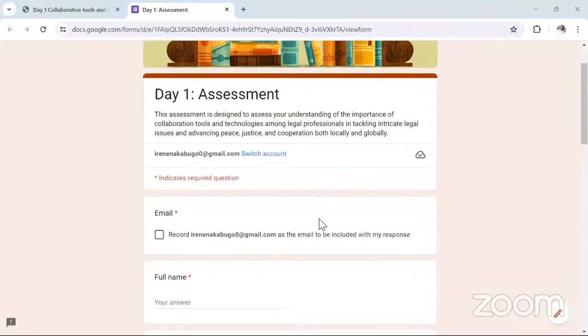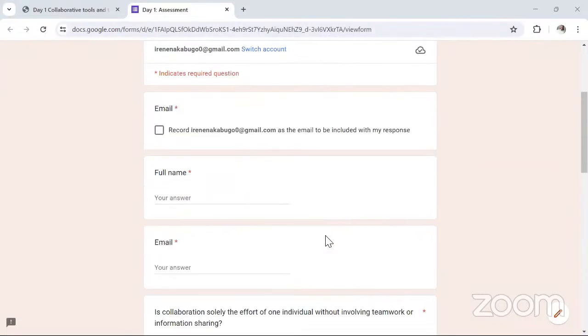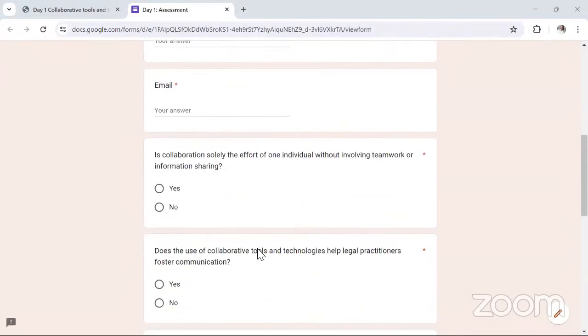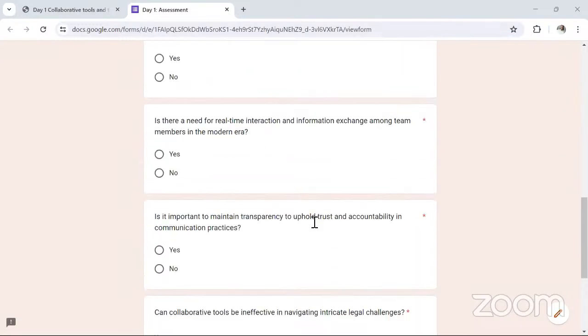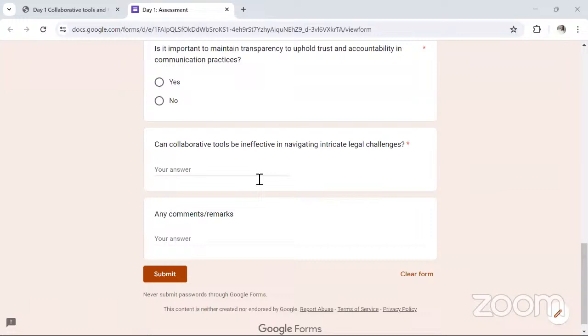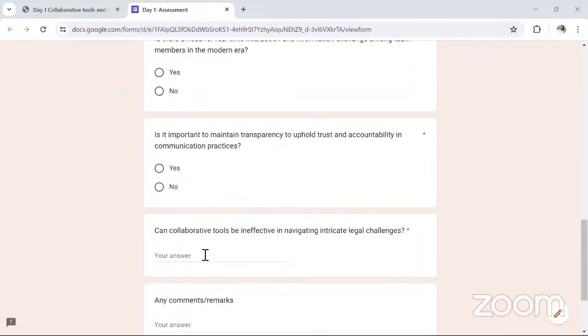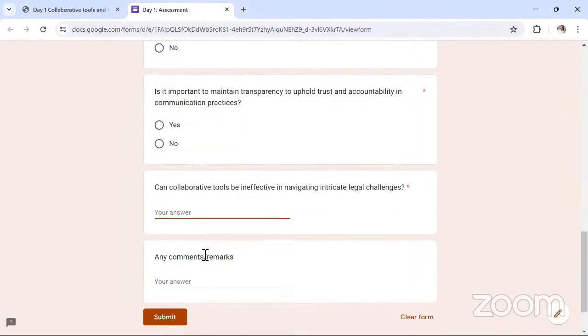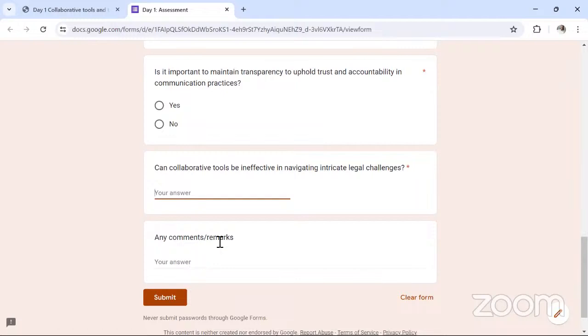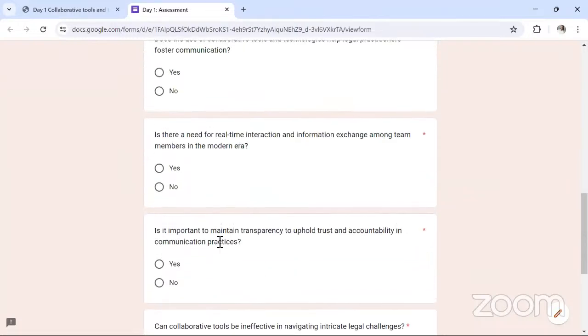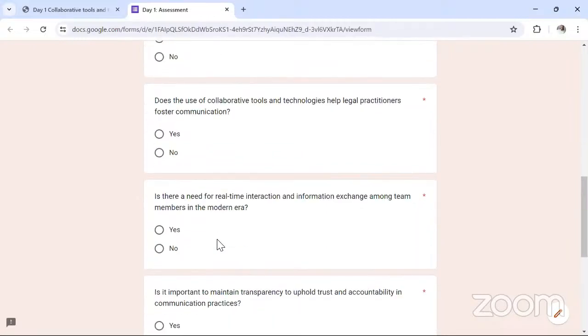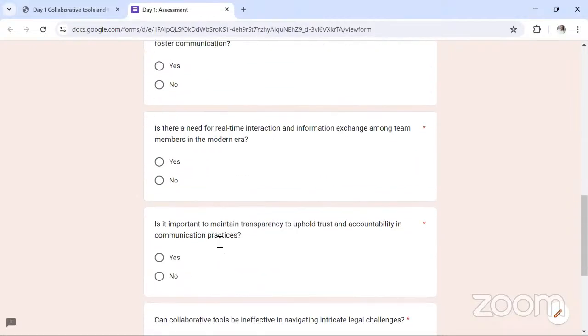So we have the one assessment. It's not really hard. Just your name, your email. So it's yes or no. This is 1, 2, 3, 4, 4 questions. And then there is one which is just testing your general knowledge. Feel free to share according to what you've got. And then any remarks. So it's just 1, 2, 3, 4, 4, yes or no.